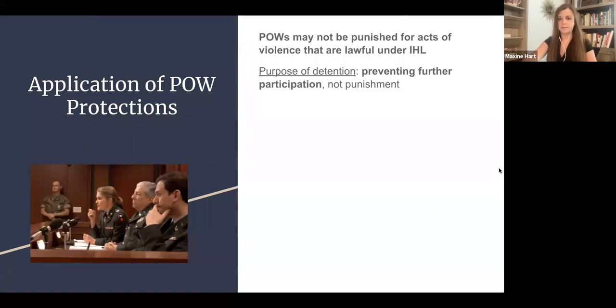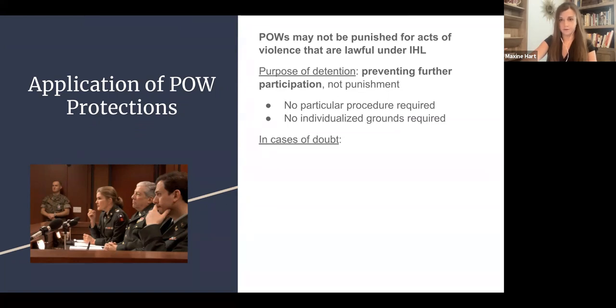As I said, the purpose of detention is not punishment. It's to prevent them leaving and rejoining the enemy forces and participating in hostilities again. So because they're a per se security threat and the purpose is to prevent that threat from materializing, there's no particular procedure required for their internment, and there are no individualized grounds required.